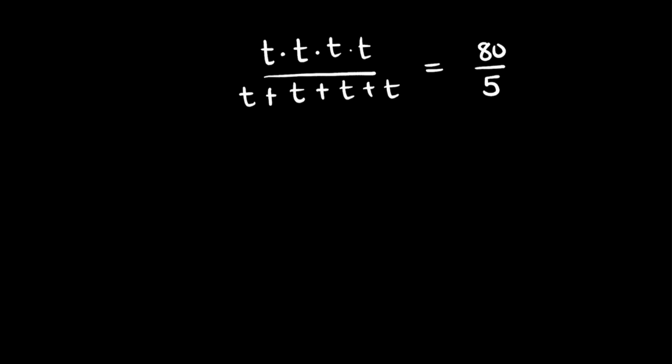In this video, we want to solve for t. Given t times t times t times t divided by t plus t plus t plus t is equal to 80 divided by 5.